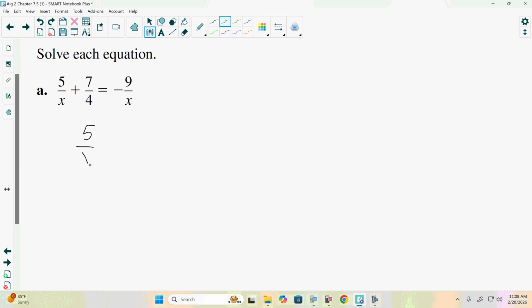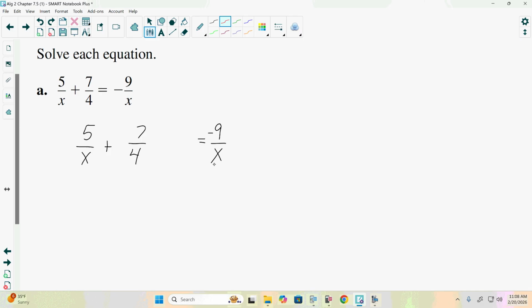So we have 5 over x plus 7/4 equals negative 9 over x. This is the first one where we've had more than 2 fractions. We have more than 2 statements. But again, the same goal is still here. We want to simplify those denominators so we don't have to work with fractions.